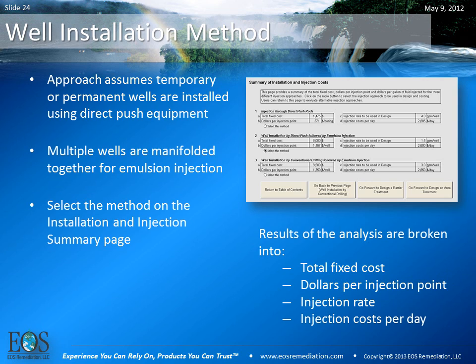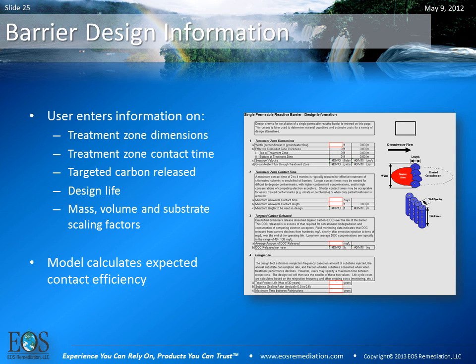The other point to make here is that multiple wells are manifolded together for emulsion injection. That's a typical thing to do. It's not often that you see people inject just one well at a time. Simply, it gives you an option to save on labor costs. The question is, how many do you manifold together, and in what order? And so that's typically what people who look at this are most interested in.